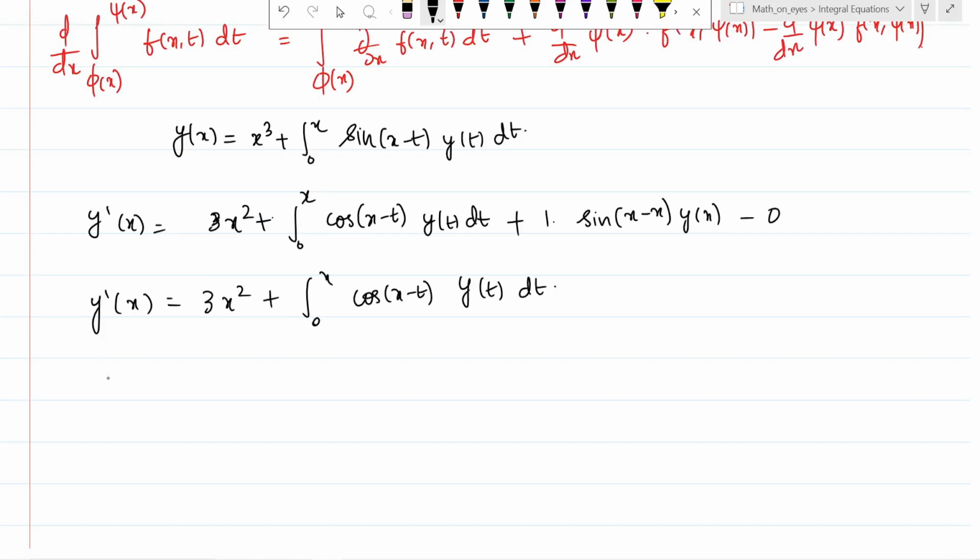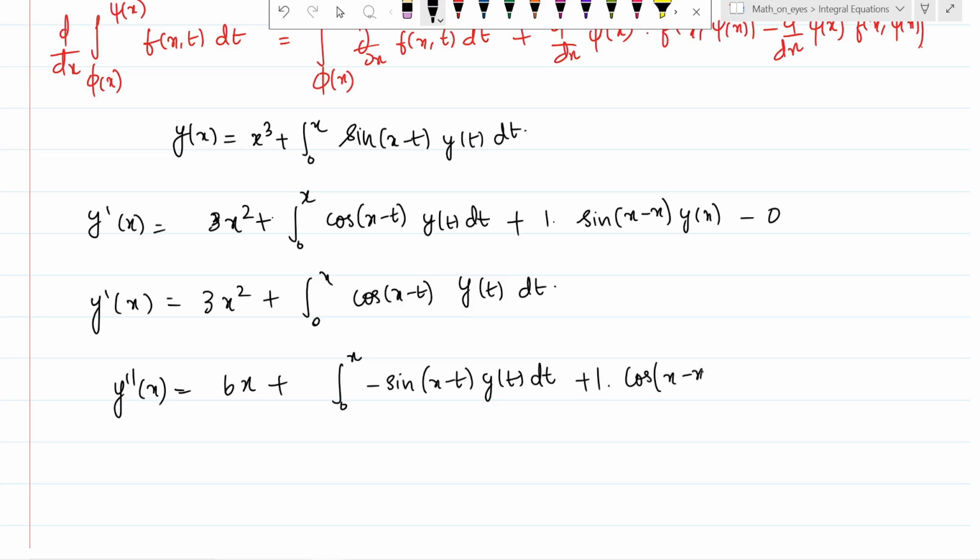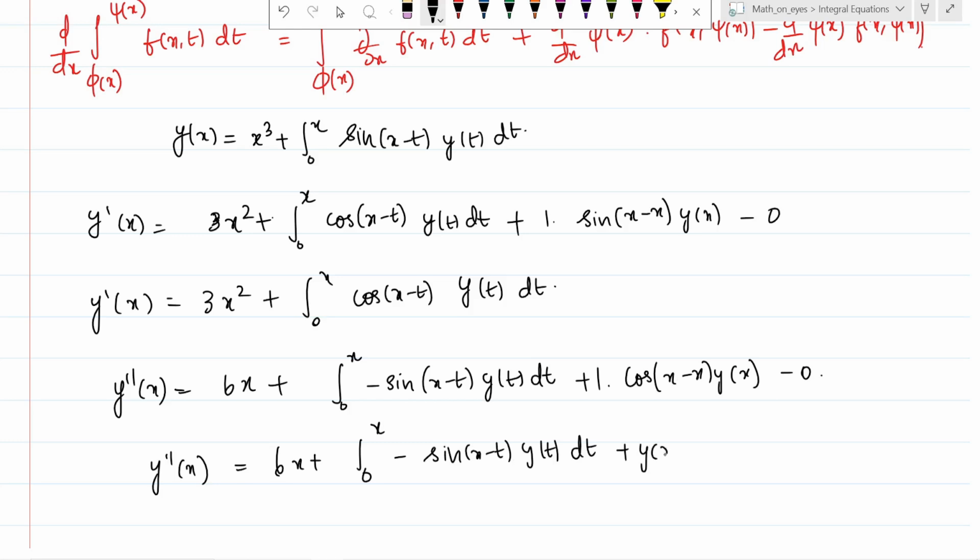And then again taking differentiation using the Leibniz rule, we have y double dash of x is equal to 6x plus integral 0 to x. The differentiation of cos of (x minus t) is minus sine of (x minus t) into y of t dt. And then the differentiation of the upper limit x is 1 and we have cos of (x minus x) into y of x, and the differentiation of the lower limit is 0, so minus 0. So y double dash of x is equal to 6x plus integral 0 to x of minus sine of (x minus t) into y of t dt. Cos 0 is 1, so this is plus y of x.